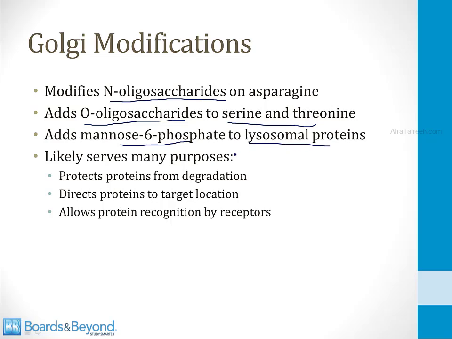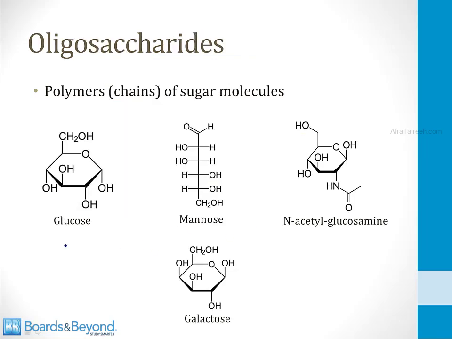And all these modifications likely serve many purposes, although this is incompletely understood. But the modifications may protect proteins from degradation, they may direct proteins to their target location, and they may allow the proteins to be recognized by receptors. So to understand how the Golgi modifies proteins, we first have to define some terms. So let's talk about what an oligosaccharide is. An oligosaccharide is a polymer, in other words, a chain made up of sugar molecules.